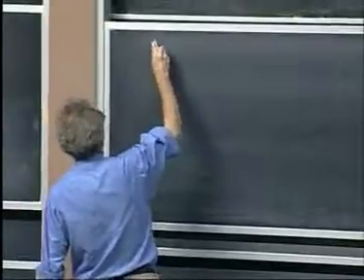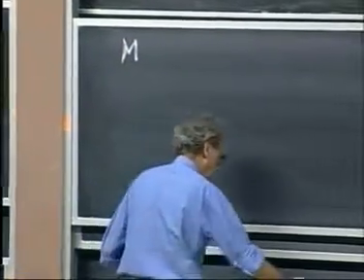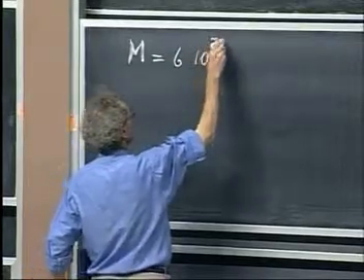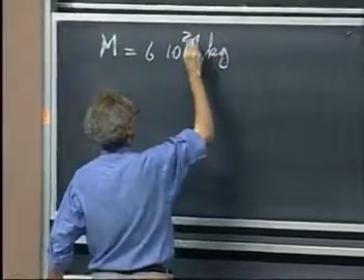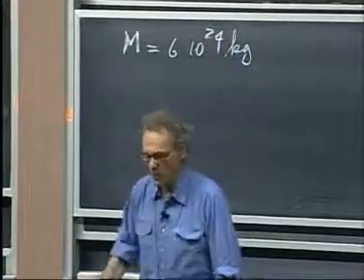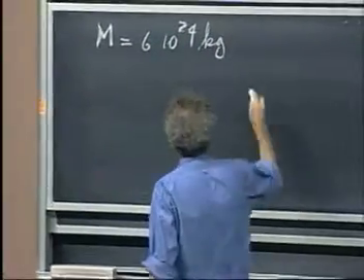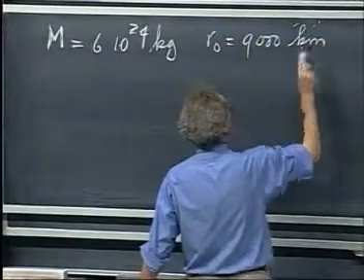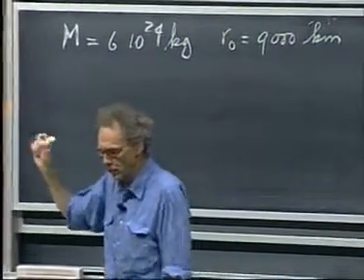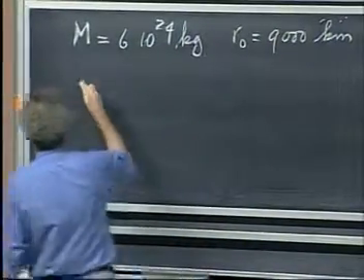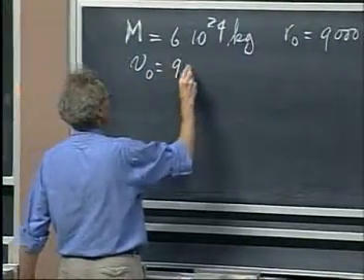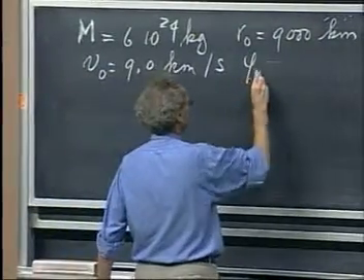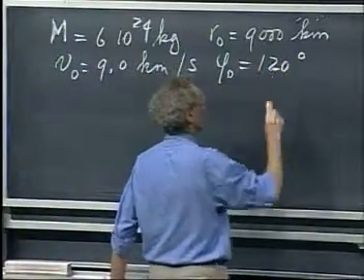We take for capital M the Earth, and that is 6 times 10 to the 24 kilograms. So that's my M. I promise you, you will know M. I will give you r0. That is 9,000 kilometers. That's the location at point D. I give you the conditions at D. The speed at point D is 9.0 kilometers per second. And I'll give you phi 0 is 120 degrees.